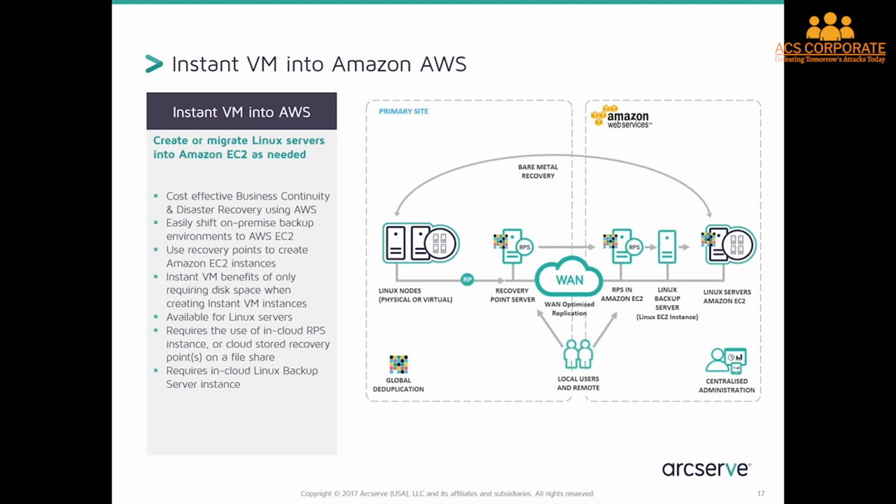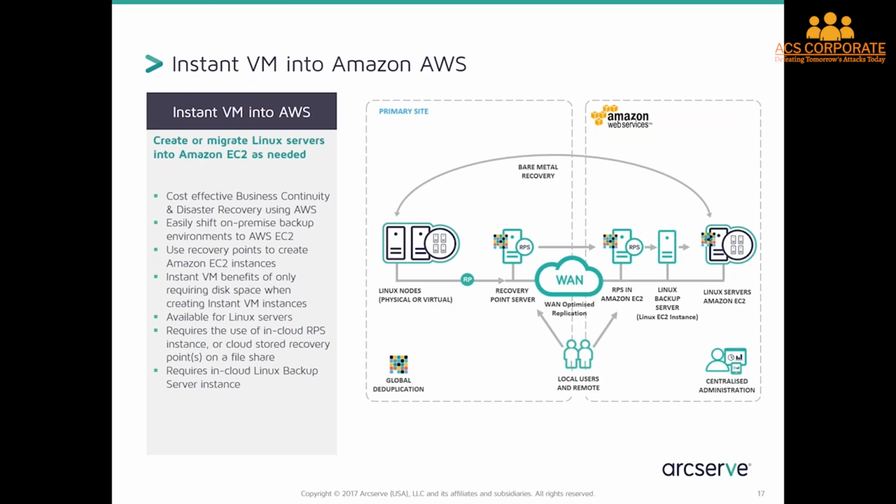Lastly, let's take a look at how to do instant VM into Amazon AWS. With instant VM, as we said, it's related to virtual standby. While it's similar in some respects, the way that we go about doing restores is different. To do instant VM, first of all, it's only available for Linux machines being protected.